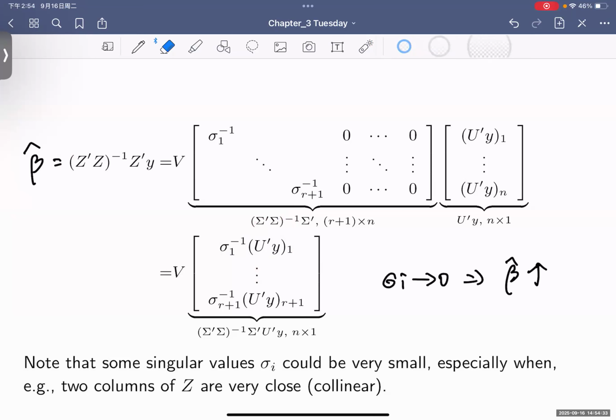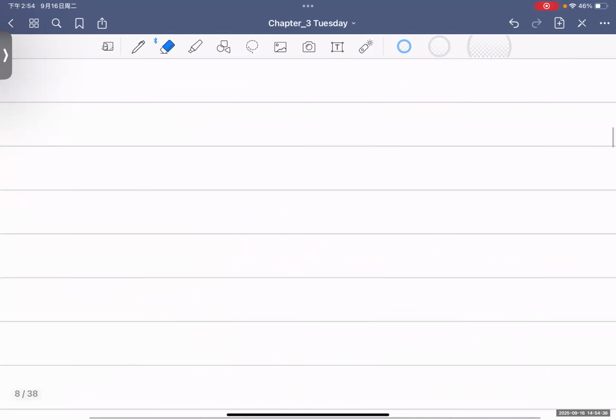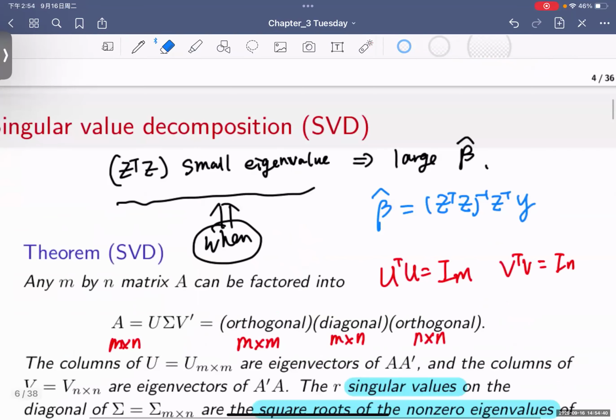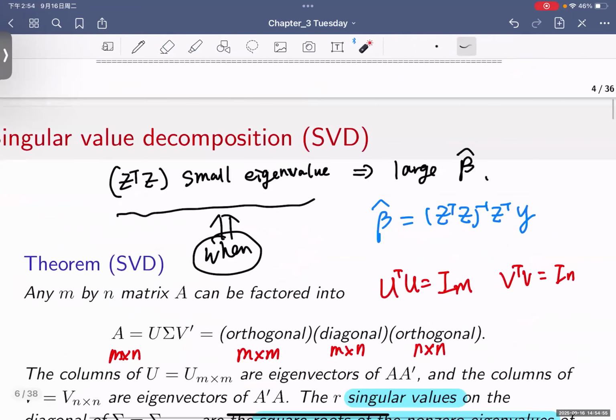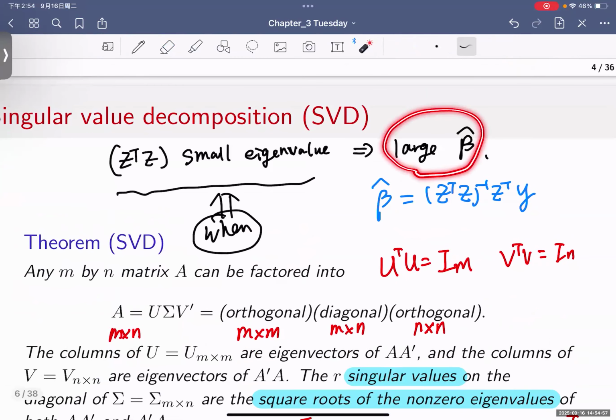So this is our statement. That is how the small eigenvalue will lead to the large beta hat. Just because the small eigenvalue corresponds to the small singular value, therefore it corresponds to the large beta hat. So this is the issue about the least squares estimate.